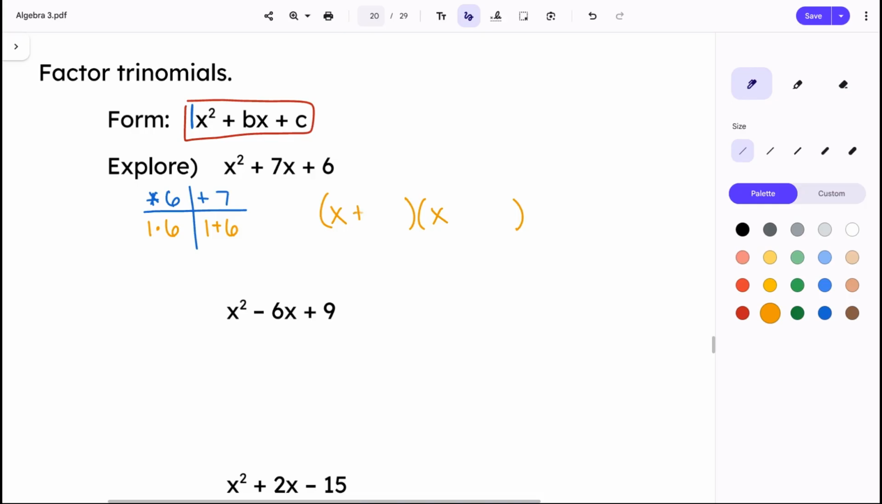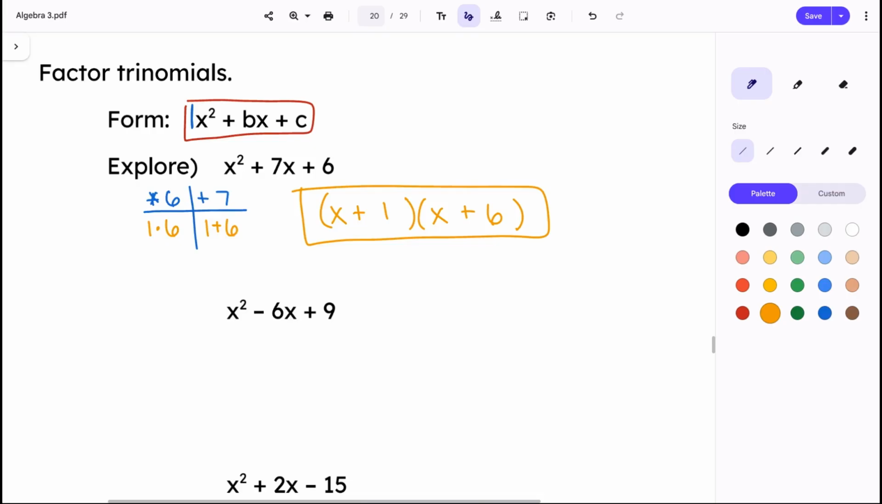So you're going to have plus 1 and plus 6. The order doesn't matter. So you could have said x plus 6 and then x plus 1 if you wanted to. You'll want to watch your signs because sometimes they're not going to all be positive. Sometimes you'll have a positive and a negative, or they'll both be negative. And so you just want to make sure that you watch your signs and you get them correctly in your parentheses, and make sure that you have the right signs like when you're adding and subtracting the numbers together.